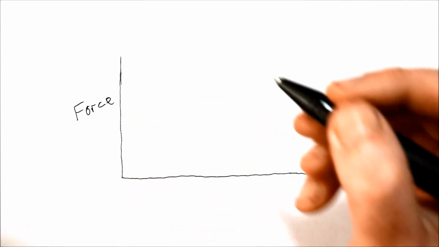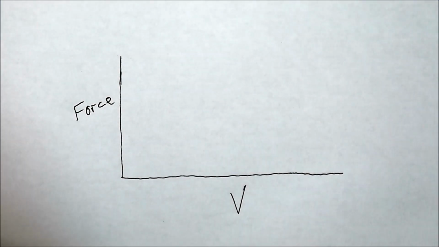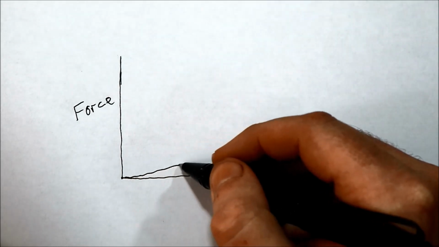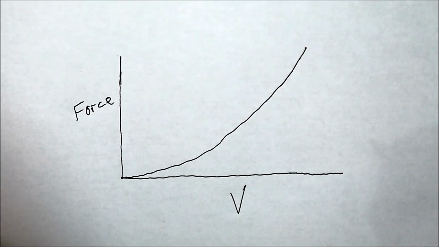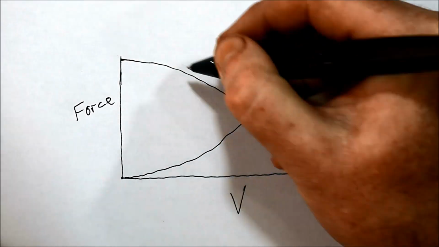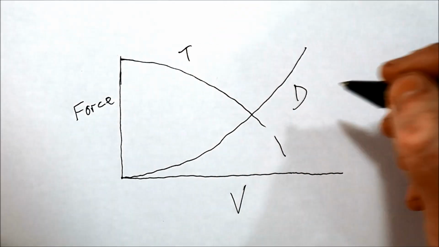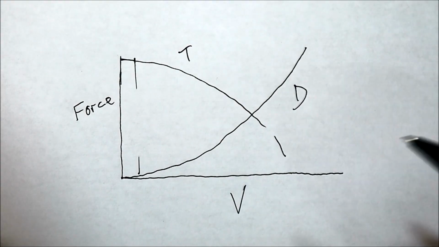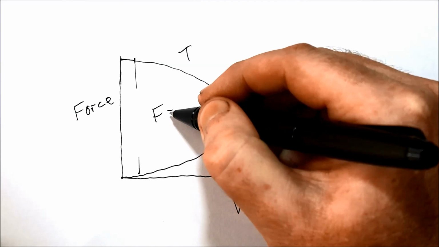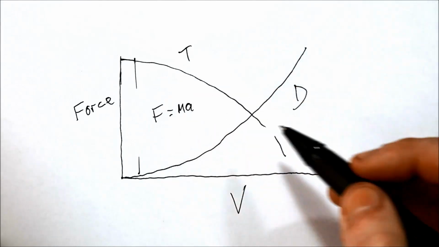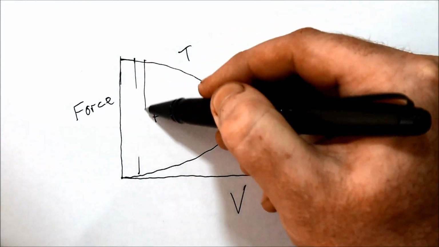So to illustrate this, I'm going to show a graph of force versus velocity. The drag on a hull increases with velocity, and if you put a constant power on the propeller shaft, the thrust on the propeller will decrease with increasing velocity. At any speed where the thrust is higher than the drag, the hull will accelerate according to Newton's second law. Force equals mass times acceleration, where force is the thrust minus the drag, this distance over here.